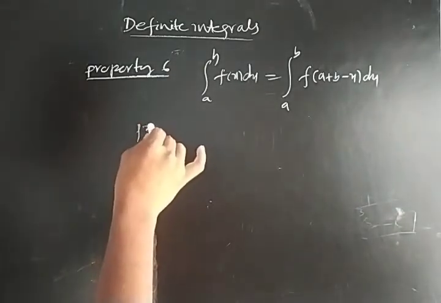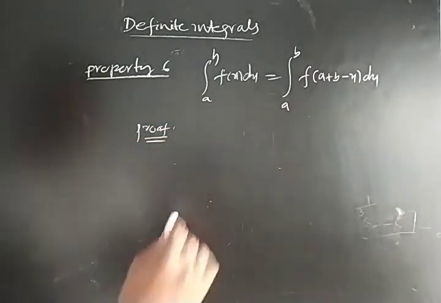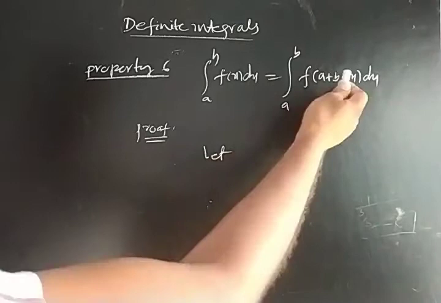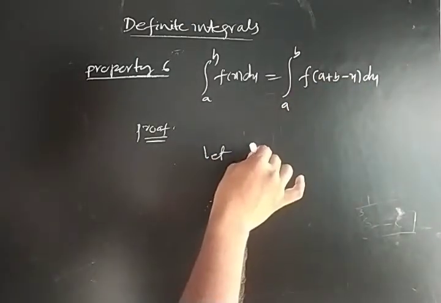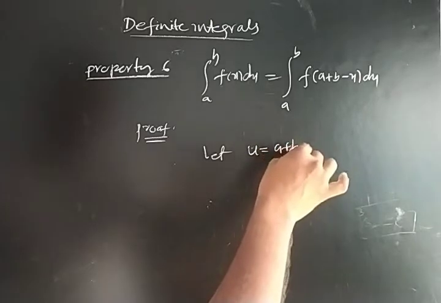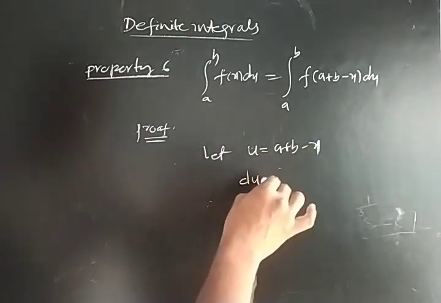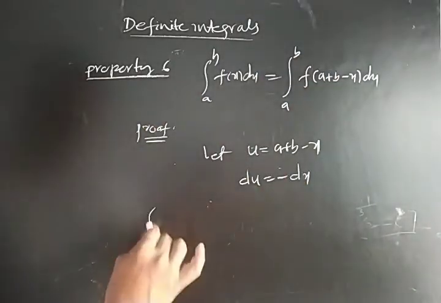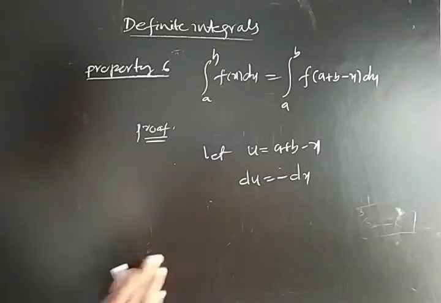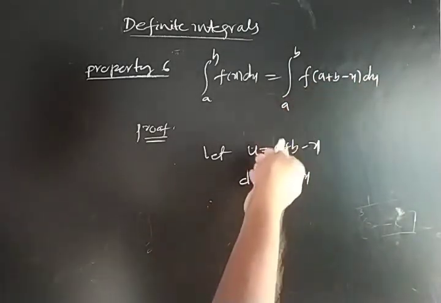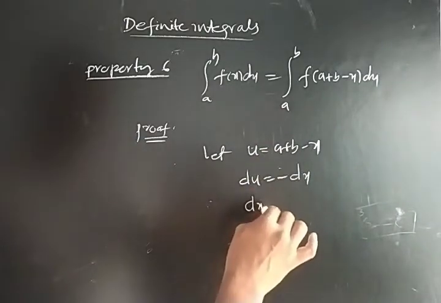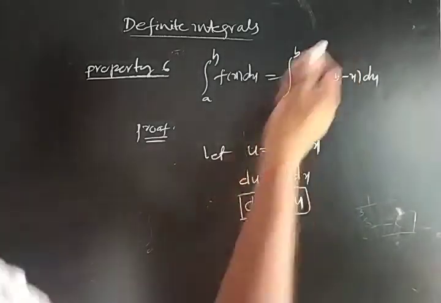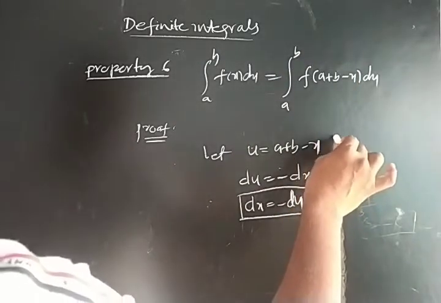Let me prove this property. Proof of this property. In the right hand side, in place of a plus b minus x, I am taking u equal to a plus b minus x. By differentiating, du equals minus dx. So I am substituting in the right hand side integration from a to b. The limits also we have to change. Why? Because I am converting x into u, and dx into minus du.